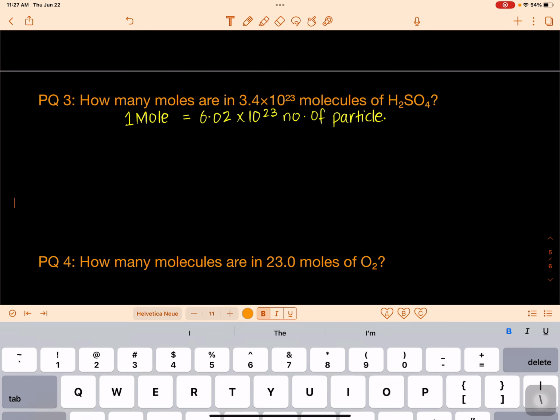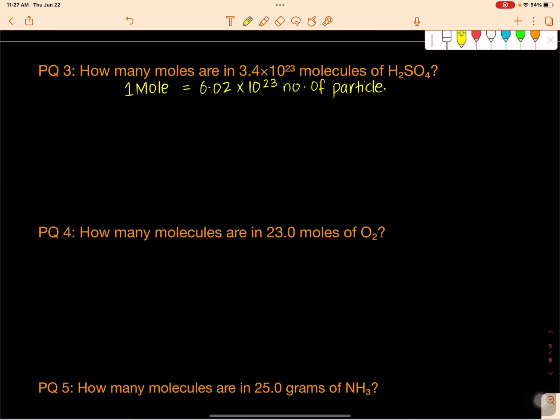Okay, so we have corrected our problem. Now, we need to find out how many moles there are in 3.4 times 10 power 23 molecules of sulfuric acid. So 1 mole equals 6.02 times 10 power 23 number of particles, which is a set convention, just like a dozen equals 12 and a pair equals 2.